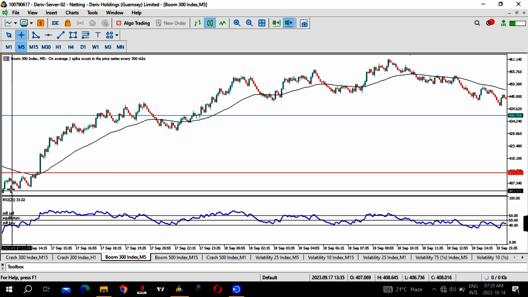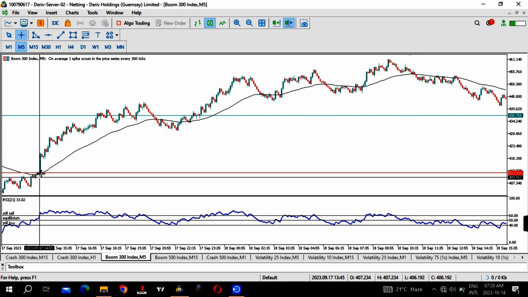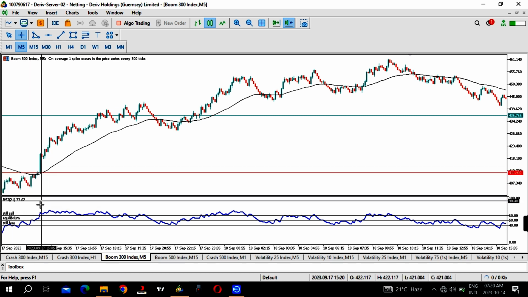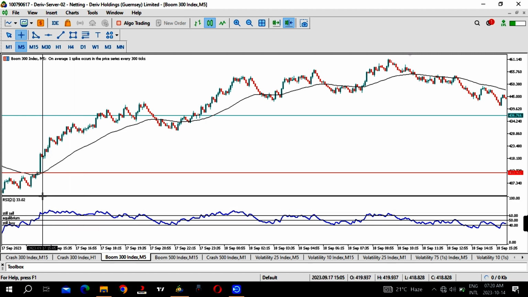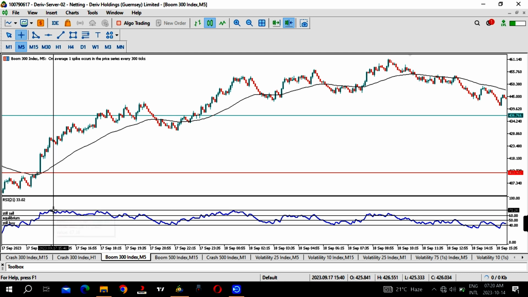And I'm using the RSI period of 21 because it's a little bit slower, unlike the RSI period 14 that most people use. It is too fast and it will reach the overbought and the oversold levels too quickly. And after reaching those levels, check this out.